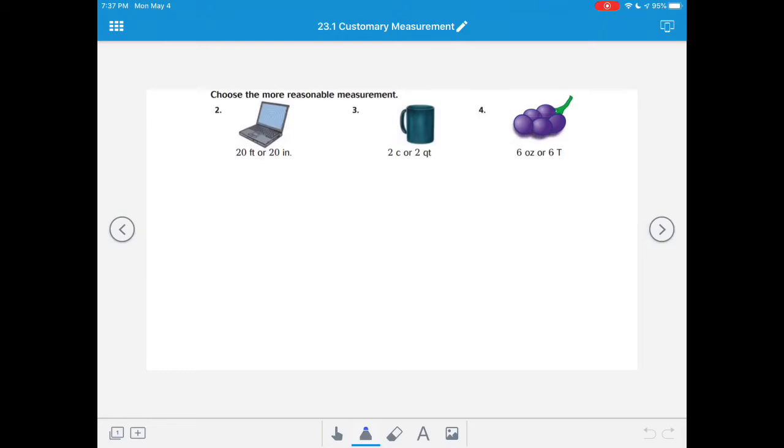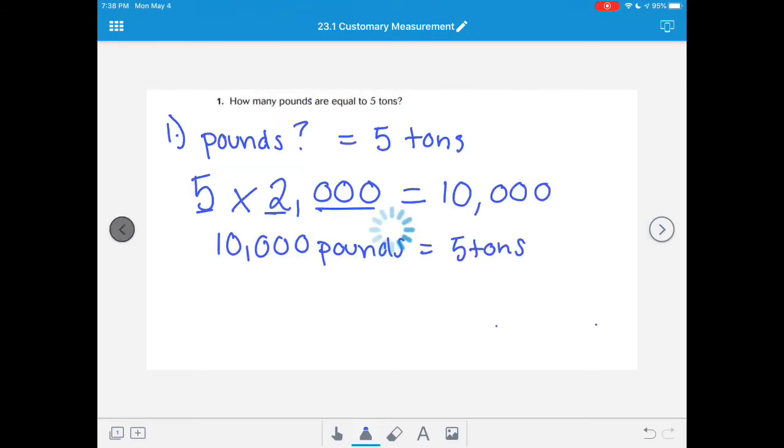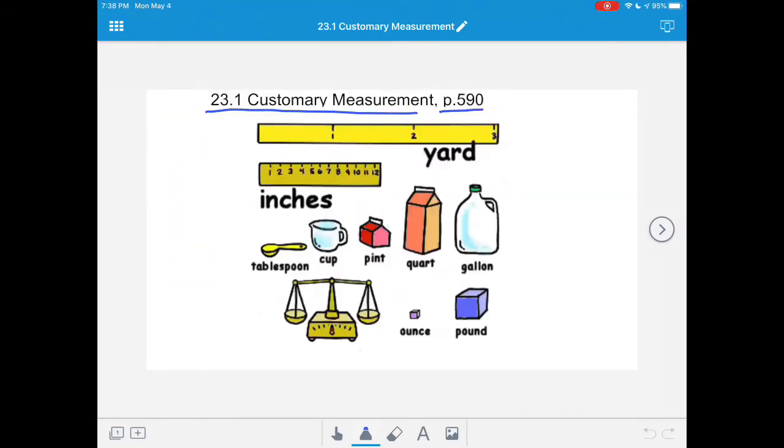All right, for this, now we're going to think back to what would be reasonable for a measurement. So this is where the first picture would really come in handy for us to be able to visualize if you don't have a good handle on these systems of measurement. So for number 2, I see a computer, and it's asking whether 20 feet would be a good measurement for the width of a computer or 20 inches. So you guys should know enough about a ruler to know the difference between feet and inches, but just in case, let's go back and take a look here.